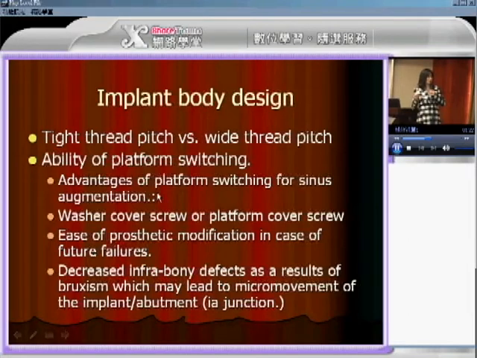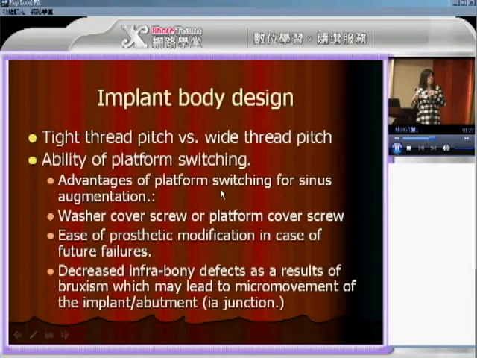Ability of platform switching. That would mean that you can place a 5mm diameter implant and you are still able to place a 3.75mm diameter abutment. That would be considered platform switching.